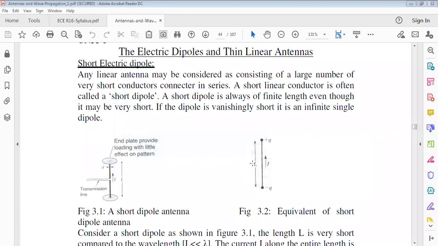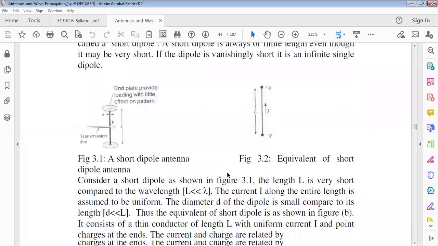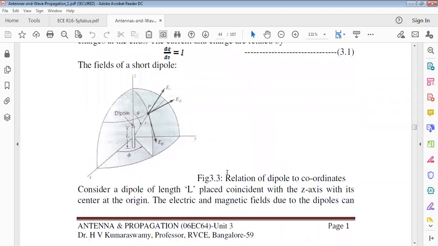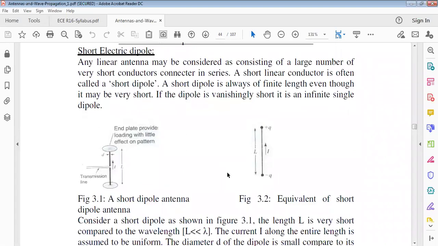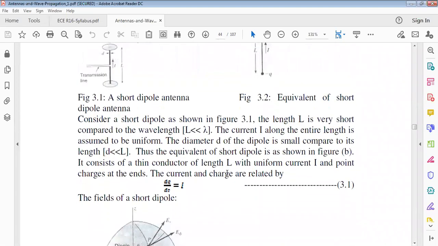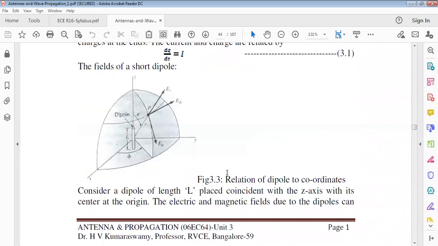Already you know the expression for retarded potentials, the electric and magnetic potentials V of r comma t and A of r comma t. And already you know how to derive the expression for those retarded magnetic potentials. You are best aware of all these concepts. Short dipole antenna and equivalent circuit. What is the expression for the current in terms of charge? I equals dq by dt.